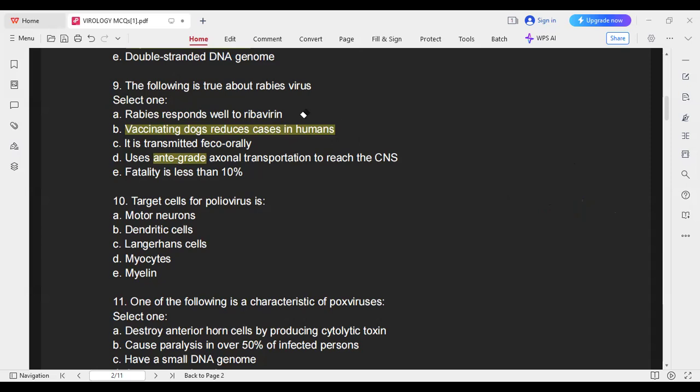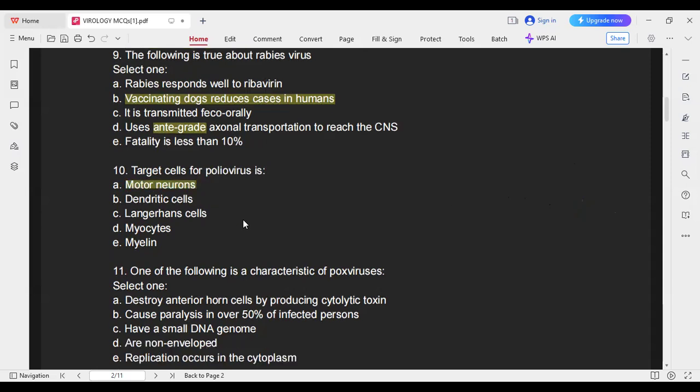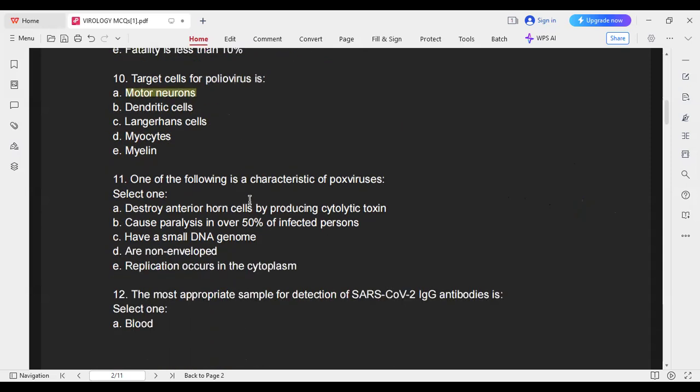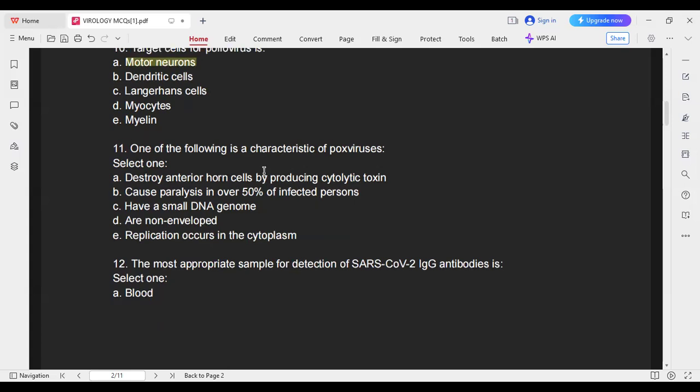So for pathogens like rabies, they use retrograde transport. Okay. So here for poliovirus, everyone knows this is motor neuron. That is okay. Okay. One of the following is a characteristic of pox virus. Select one.